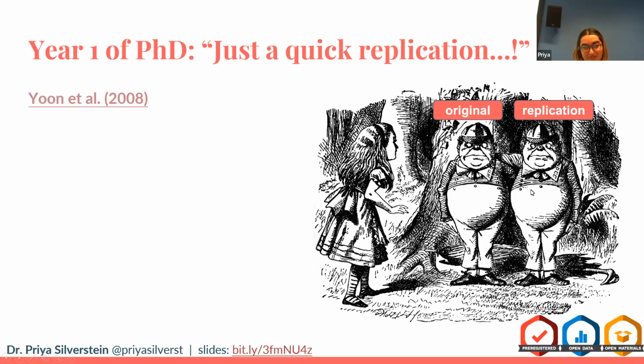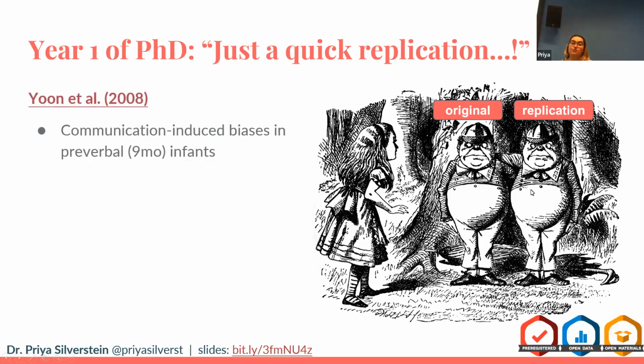The study that I was interested in was this cool study by Yoon and colleagues, where they basically showed that in the presence of these communicative cues that I was talking about, like direct eye contact, infant-directed speech and stuff like that, when infants watched scenes where these cues were present, they had a better memory of the objects that had been interacted with in the scenes than they did if those cues weren't there.